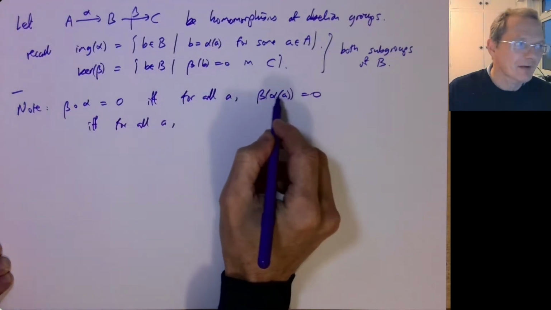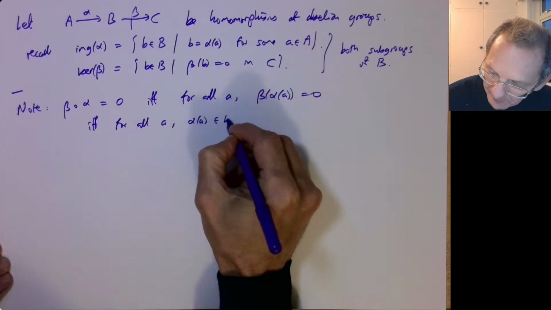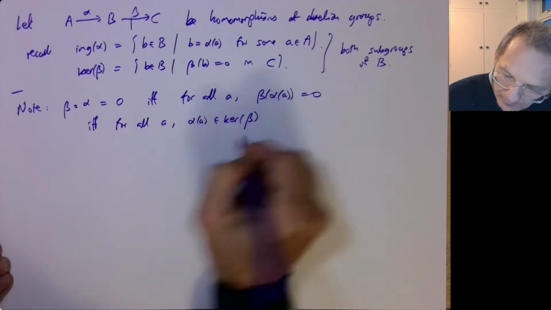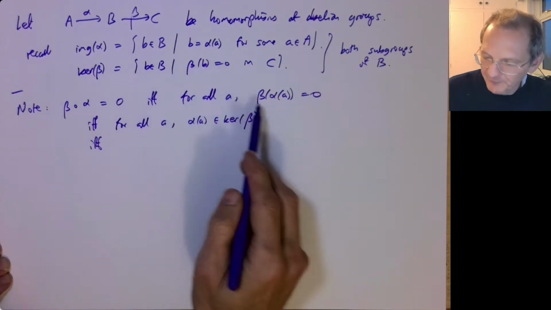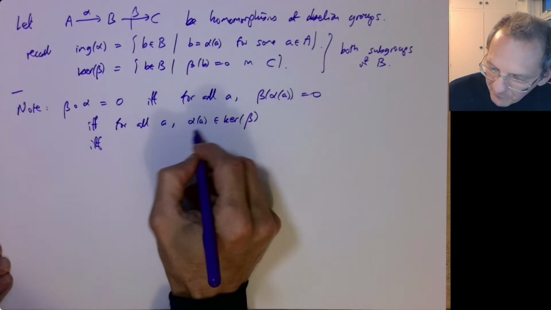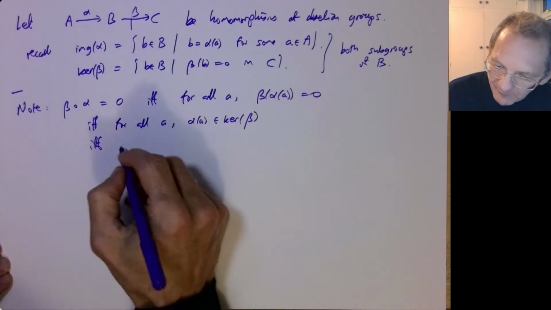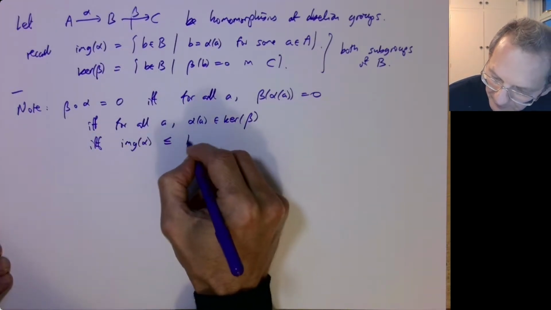But to say that beta of alpha of a is 0 means that alpha of a lies in the kernel of beta. That's just what we mean by the kernel. The kernel is the stuff that gets sent to 0. And the things of the form alpha of a are just the image of alpha. So this is just the same as saying that the image of alpha is a subgroup of the kernel of beta.